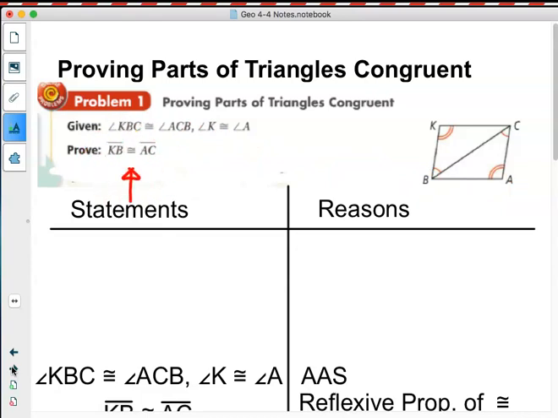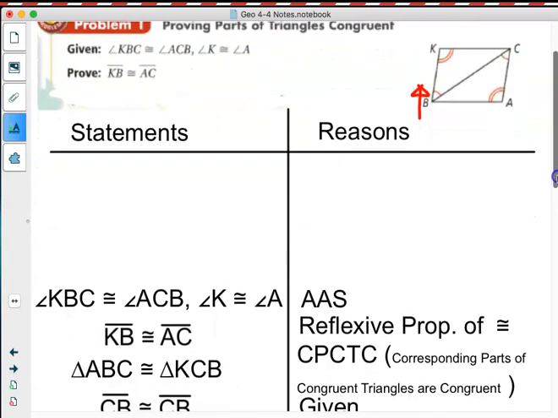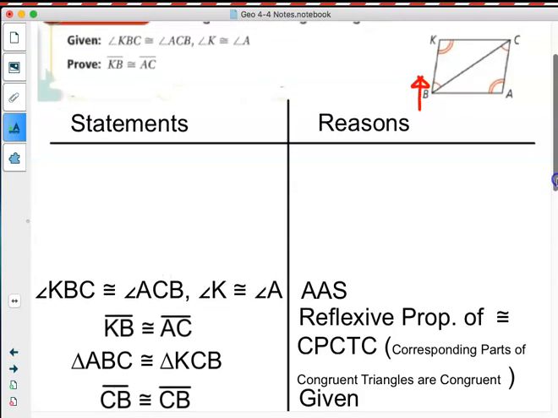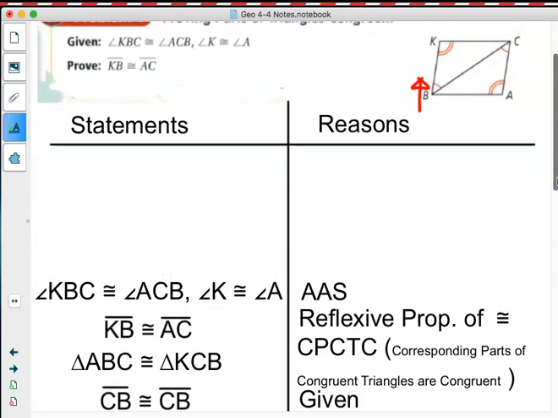Well, in order to do that, we are going to prove triangle CBK congruent to triangle BCA. And then after we prove that, using corresponding parts of congruent triangles, we can prove that the pieces of two congruent triangles are congruent. So how is that going to work? First, we're going to prove those two triangles congruent. So we've got triangle ABC and triangle KCB. But the first thing with every proof is to write down the given.